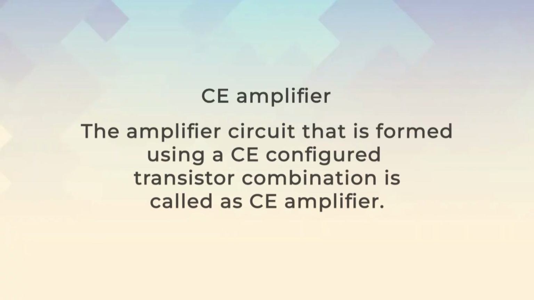Now, next subdivision is based on the transistor configuration. Depending upon the type of transistor configuration, there are three types of amplifiers that are CE amplifier, CB amplifier and CC amplifier. First one is a CE amplifier. The CE amplifier, that is a common emitter amplifier, is a circuit that is formed using a common emitter configuration transistor. It is called as a common emitter amplifier. It gives a high value of voltage gain and current gain, and it will produce a 180-degree phase shift at the output.